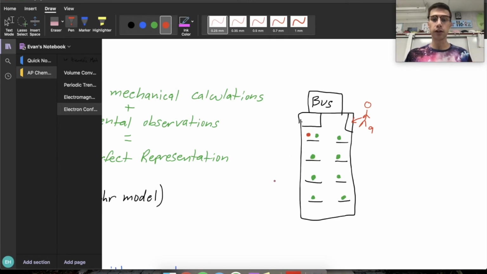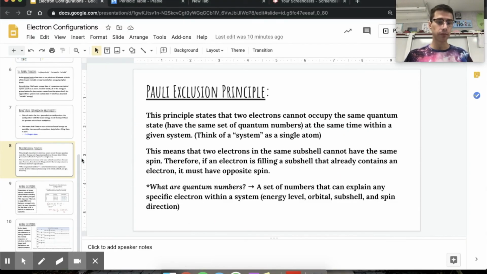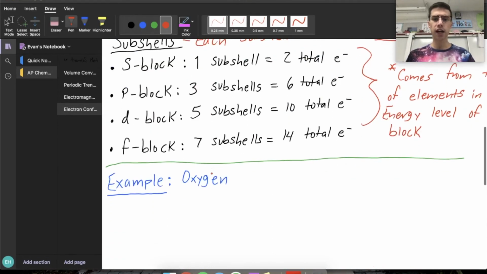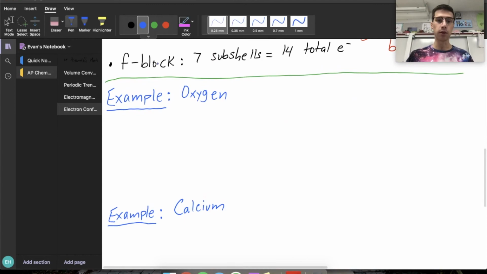So again, we'll take a look at this when we get to some examples. So before we move on, let's take a look at what this actually looks like when we try to fill out a problem like this.